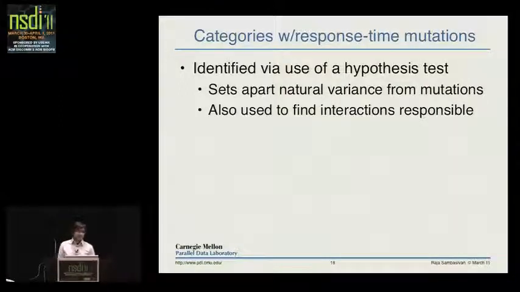If there is enough evidence to yield a false positive rate of less than a certain value, the distributions are claimed different. The advantage of using a hypothesis test, of course, over a raw threshold, is that it guarantees a maximum false positive rate. In order to identify the interactions responsible for response time mutation, once we identified categories that contain these mutations, we simply run these same statistical tests on each of the edge latency distributions of the request flow graphs.